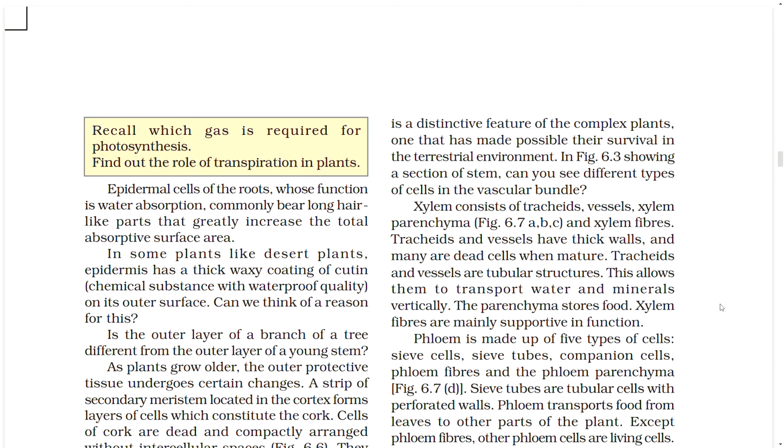Recall which gas is required for photosynthesis. Find out the role of transpiration in plants. Epidermal cells of the roots, whose function is water absorption, commonly bear long hair-like parts that greatly increase the total absorptive surface area. In some plants like desert plants, epidermis has a thick waxy coating of cutin, a chemical substance with waterproof quality, on its outer surface. Can we think of a reason for this?